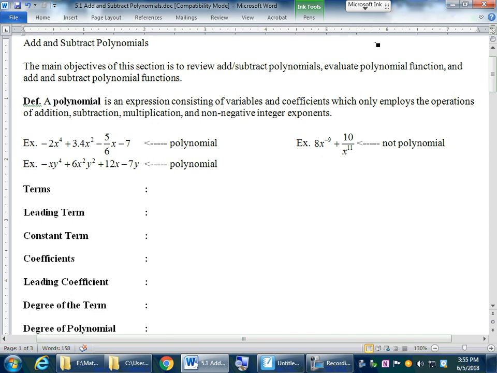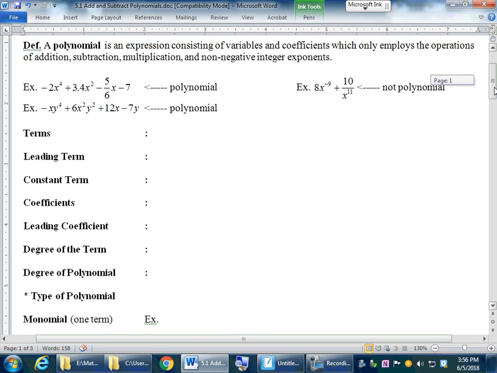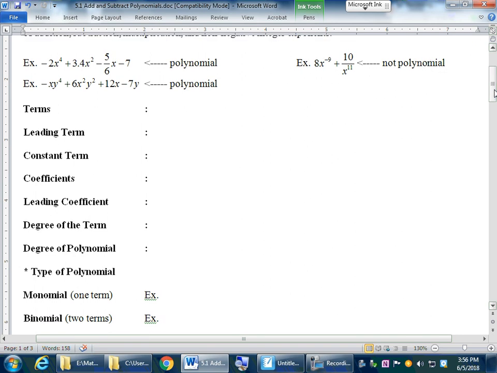Polynomials basically contain variables, coefficients, and operations such as add, subtract, and multiply, and most importantly, a polynomial must have non-negative integer exponents, meaning it must be a positive integer exponent. So for example 1, let's say this is example 1, the terms are basically separated by plus or minus signs.